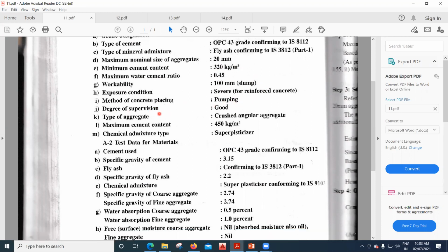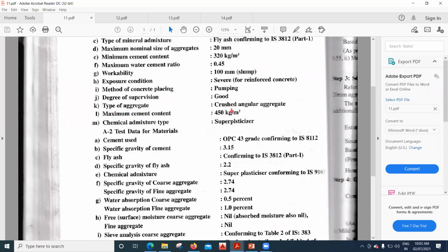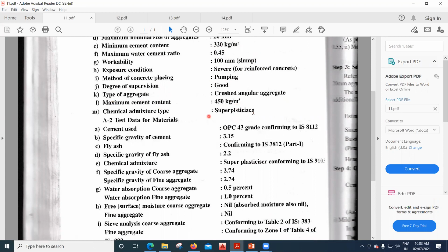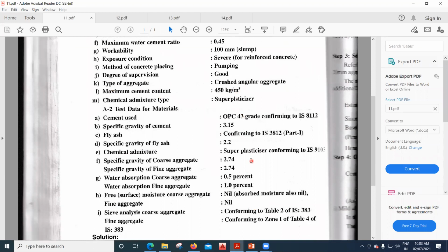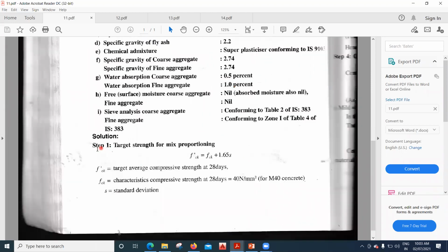Then degree of supervision is good here. Type of aggregate is crushed angular aggregate. Maximum cement content is 450 kg per cubic meter. They are going to make use of superplasticizers, and the rest of the things we have already understood. Now the first thing, step one, will always be the target strength for the mix proportioning.